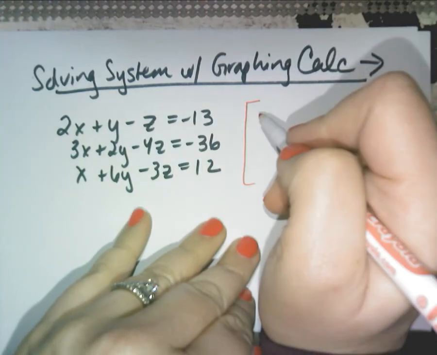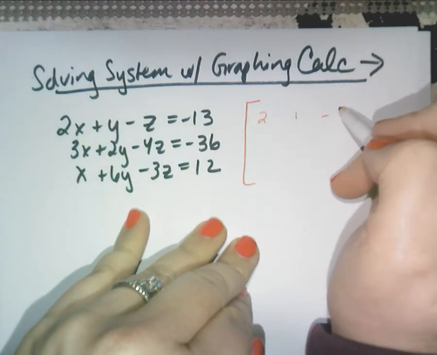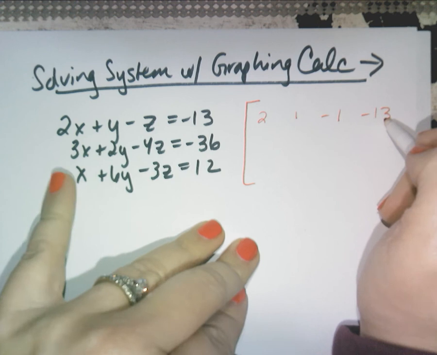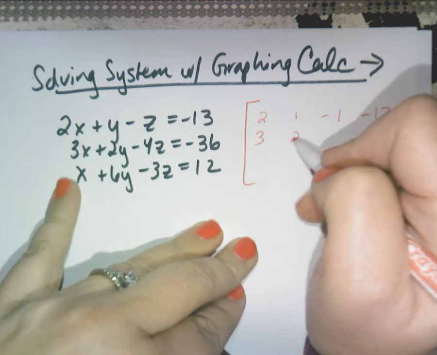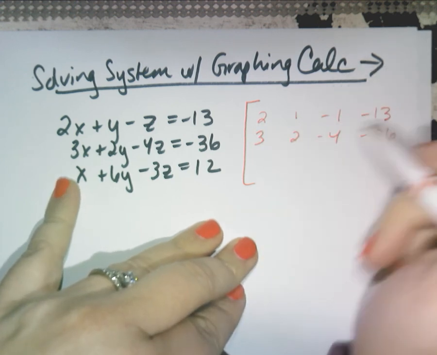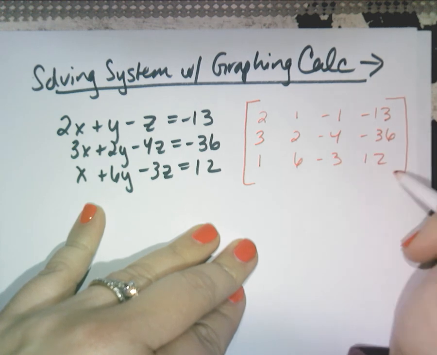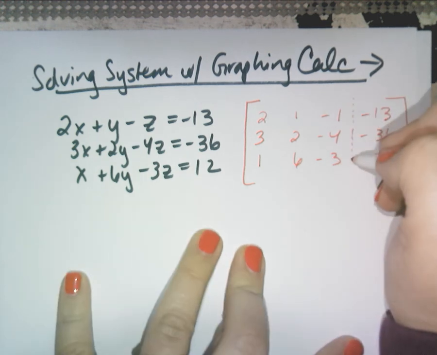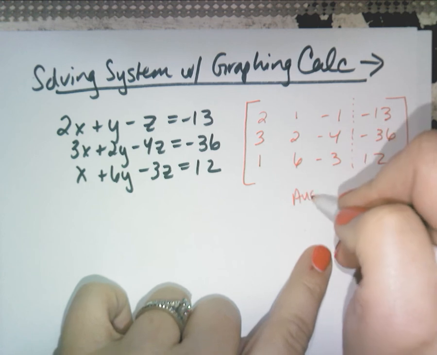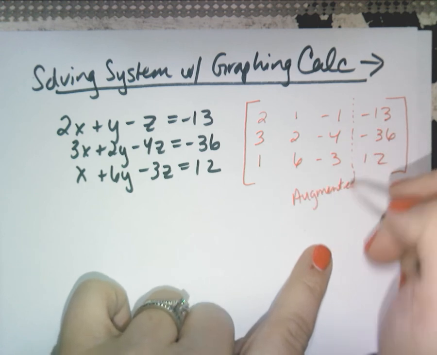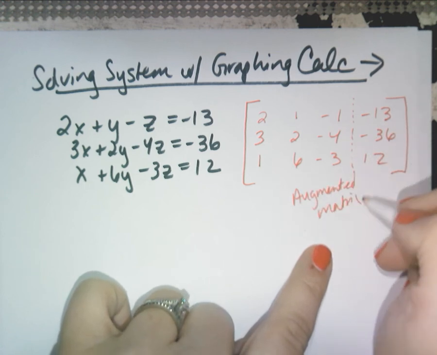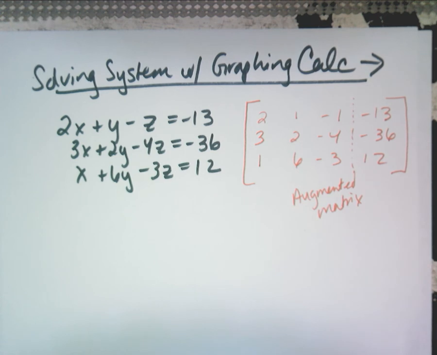And I write 2, 1, negative 13. 3, 2, negative 4, negative 36. 1, 6, negative 3, 12. In mathematics, there's actually a dash line here. This is called an augmented matrix. Augmented because you're putting the equal sign inside of the matrix itself.